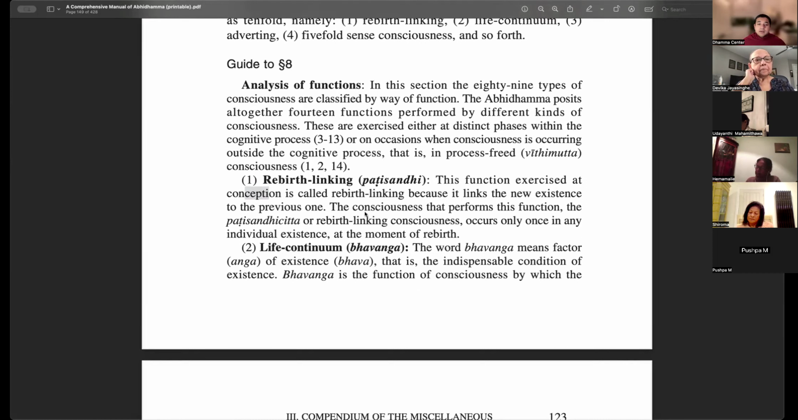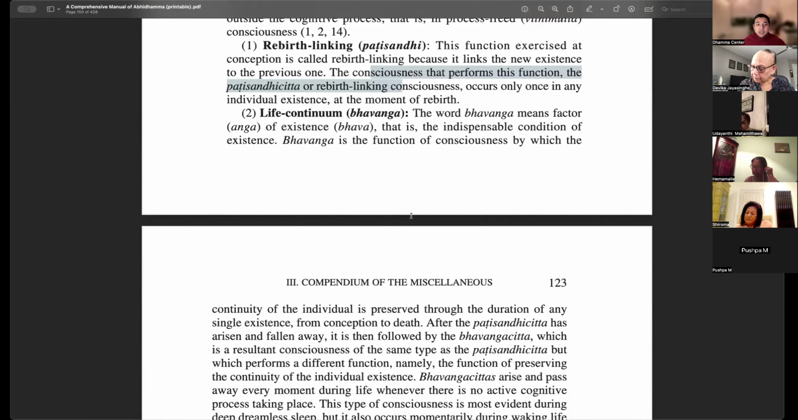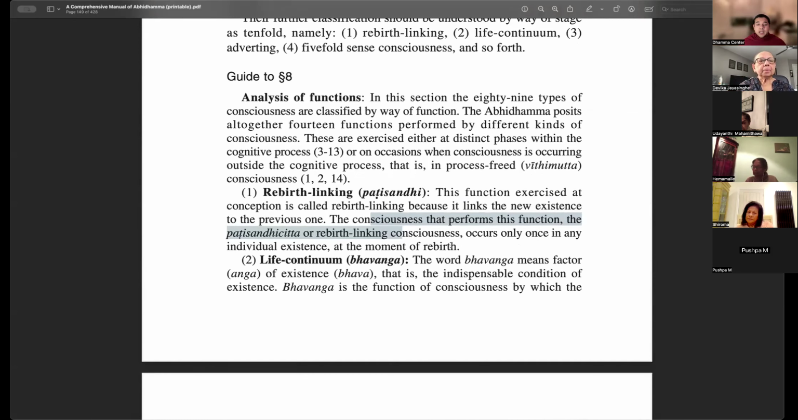Now, do we have any questions with regards to the Patisandhi? We will go over which chittas perform that specific function as we go on, right? So the Patisandhi chitta, the Bhavanga chitta, and the Chuti chitta are all similar. It is the same chitta that performs all three of those functions.